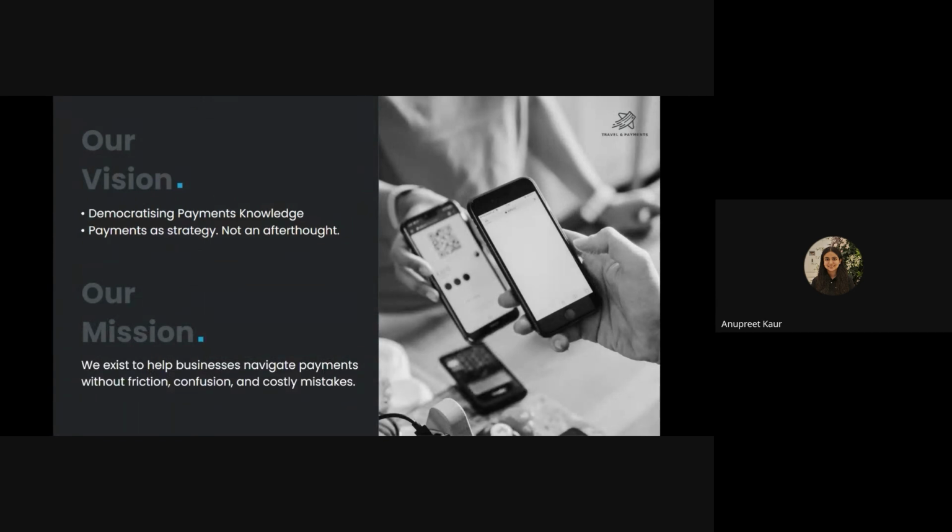We bring clarity, honesty, and real-world experiences into those decisions that are to be made early, so payments can help support the growth later and not become a problem to solve. That is what we do, helping businesses navigate payments without any confusion, any friction, and without any costly mistakes.